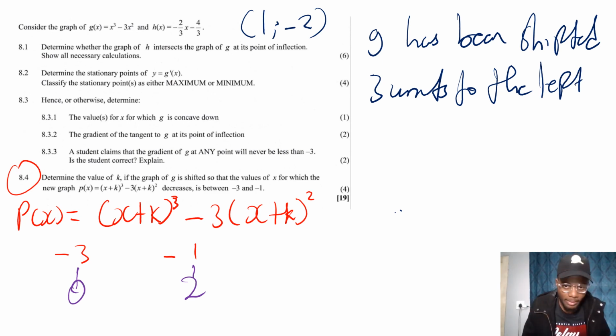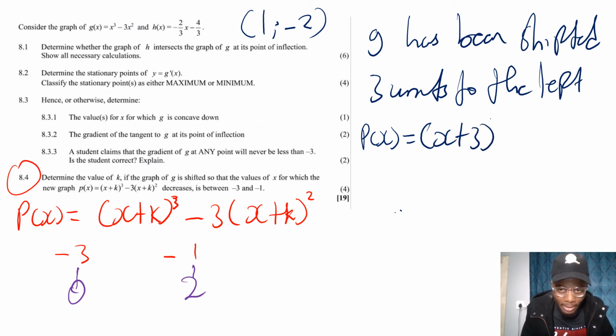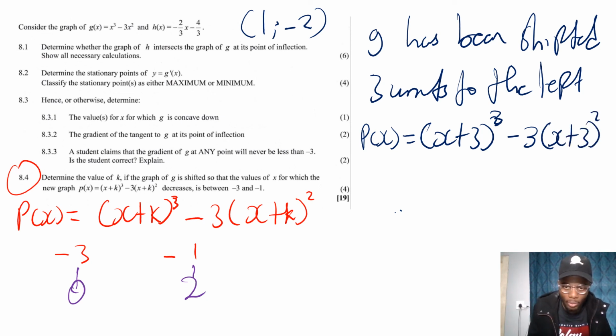So in other words, p of x, when g is shifted, is (x plus 3) cubed minus 3 into (x plus 3) squared, right? Yes. So k is 3.